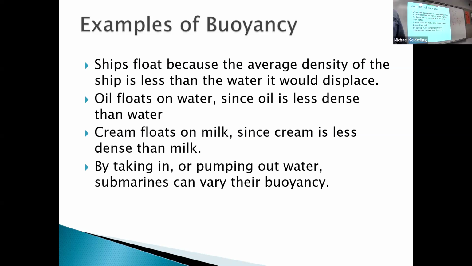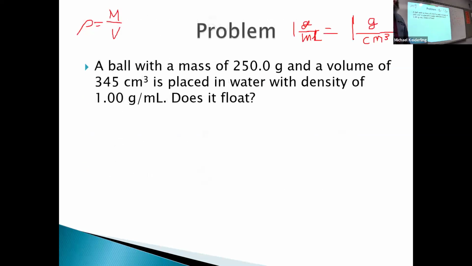And submersibles will have weights on them that they can drop for emergency lift themselves to the surface. So if you have a ball with a mass of 250 grams and a volume of 345 cubic centimeters, it's placed in water with a density of 1 gram per milliliter. Does it float?